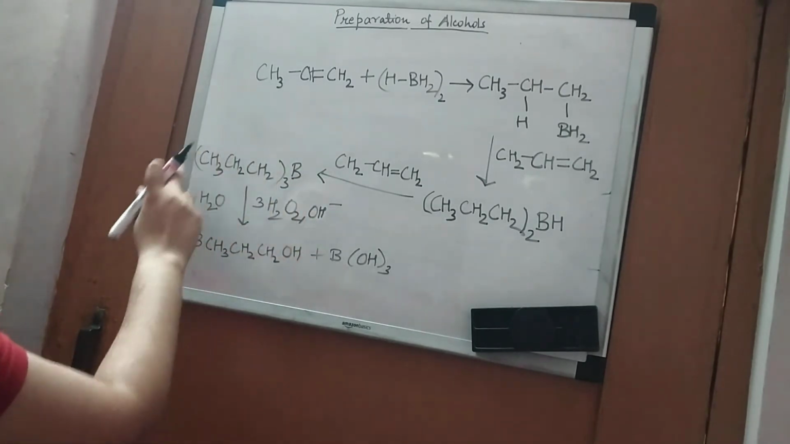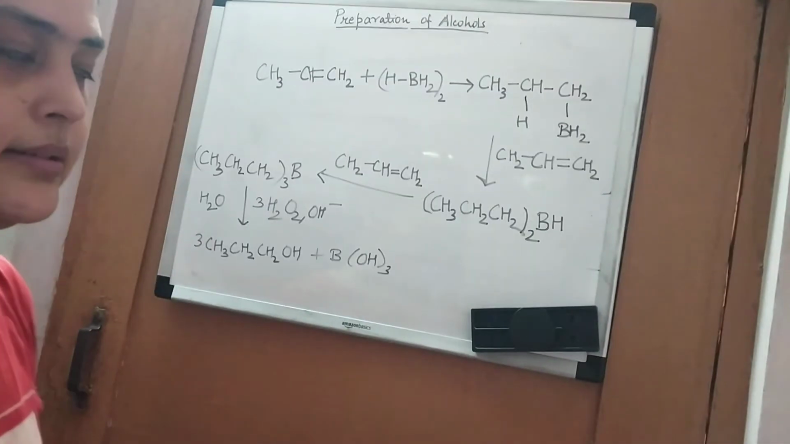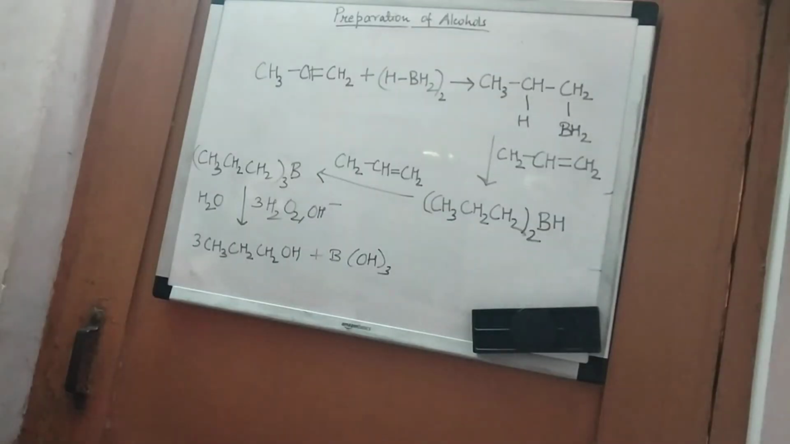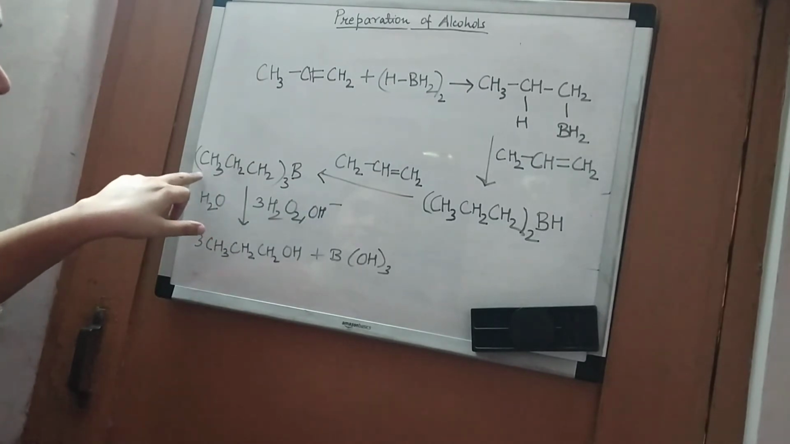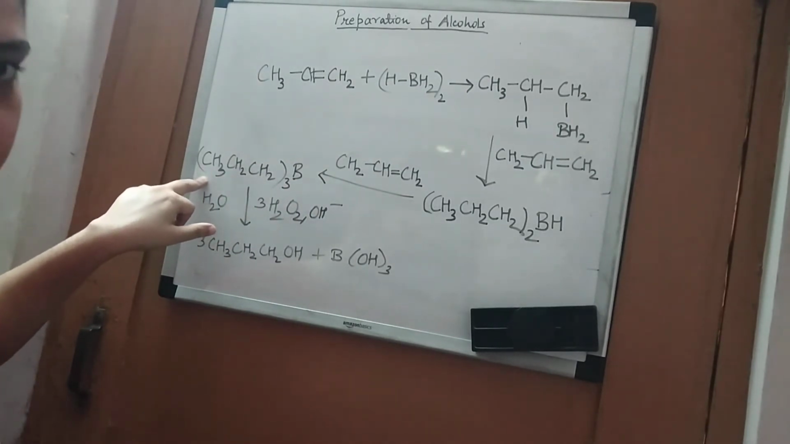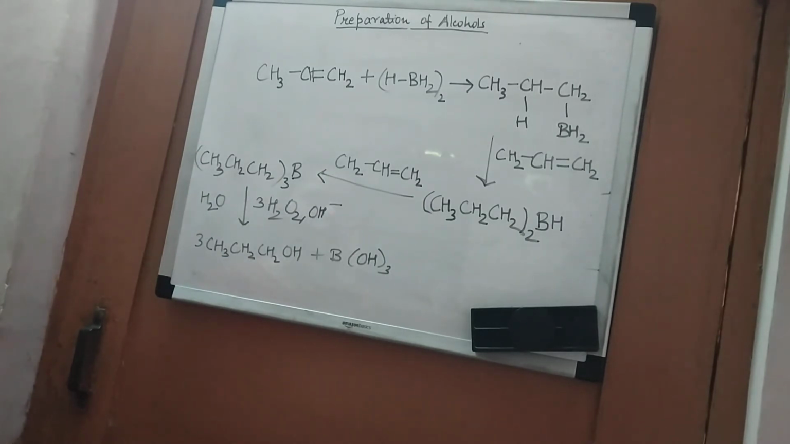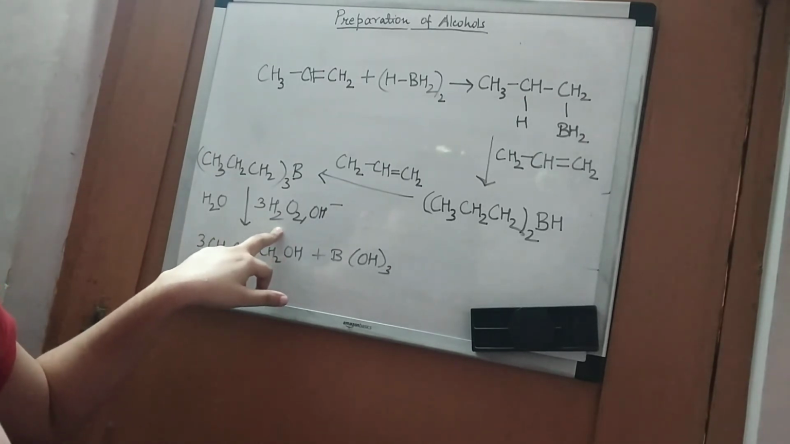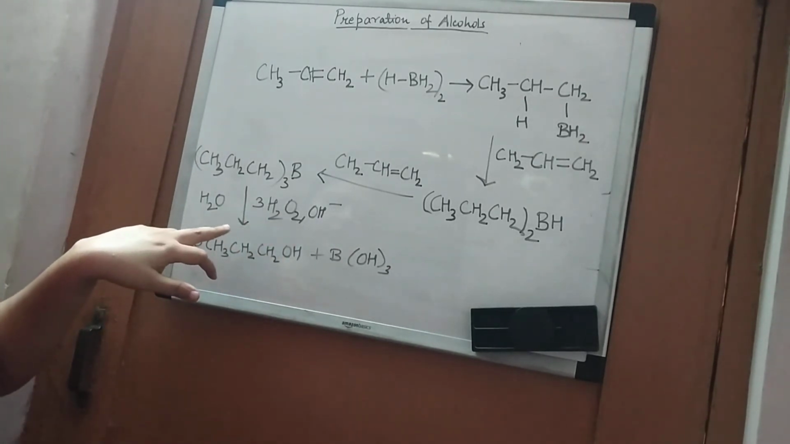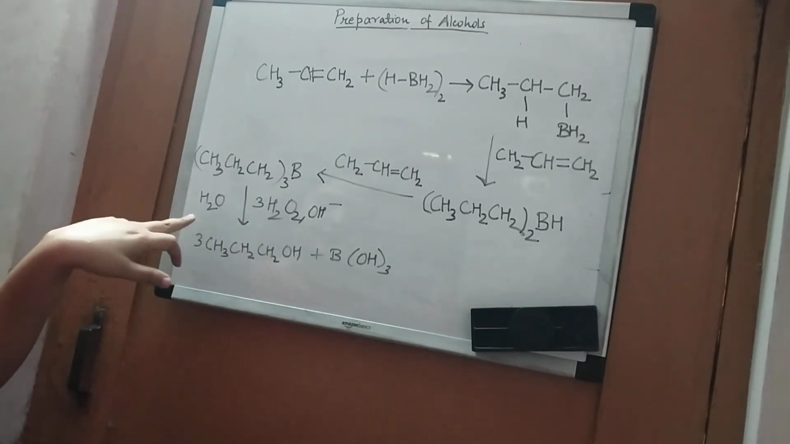So now when we get the trialkyl borane, what is the next step? The next step is the oxidation step. So still, this is called hydroboration. Now next step is oxidation. For oxidation, what do we need? We need H2O2, that is hydrogen peroxide, in the presence of aqueous NaOH, that is OH negative and H2O.